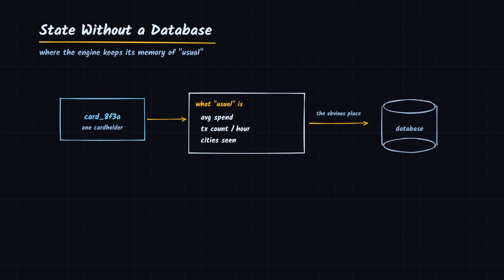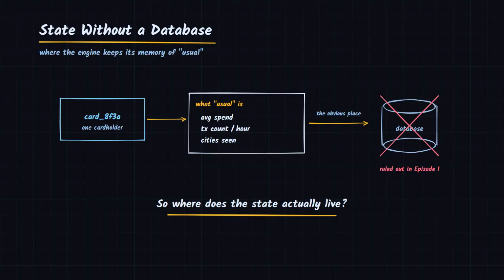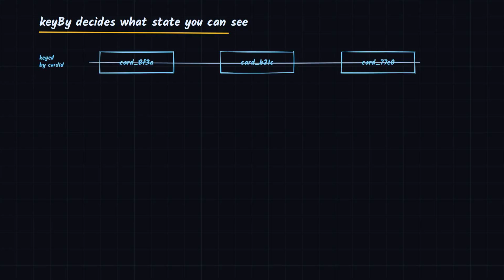In this episode: keyed state in Flink, running aggregates that update as each event arrives, and the thing that catches almost everyone out the first time, which is what happens when events turn up late or in the wrong order. Here's the idea that makes it work. When we keyed the stream by card ID back in episode 2, we weren't only choosing which partition an event lands on, we were choosing what state that event can see.